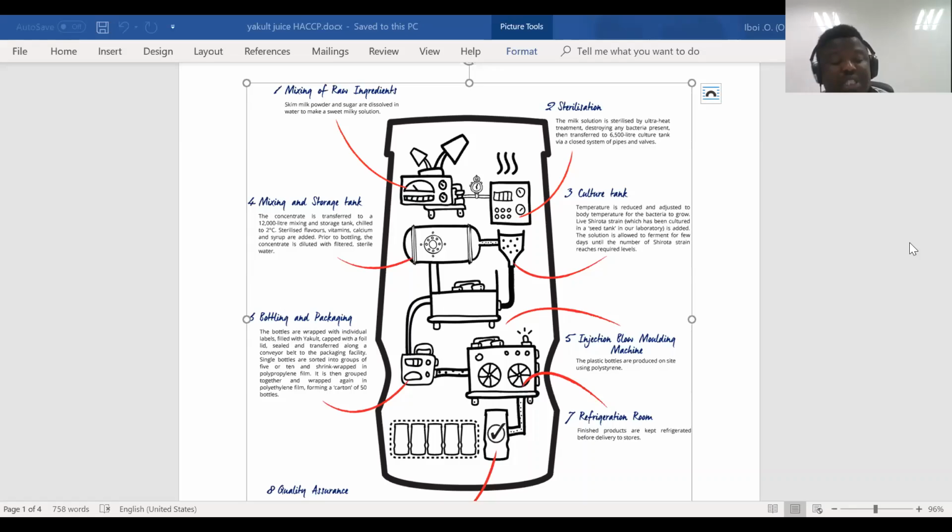So what can happen there? What control will you put there? Who's going to be responsible for the control? What documentation will you need to put in place, and what is the title of the document? And then the verification and the validation of that particular control point or CCP. These are the things we're going to do.